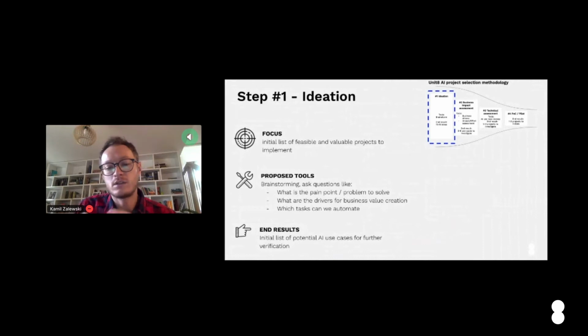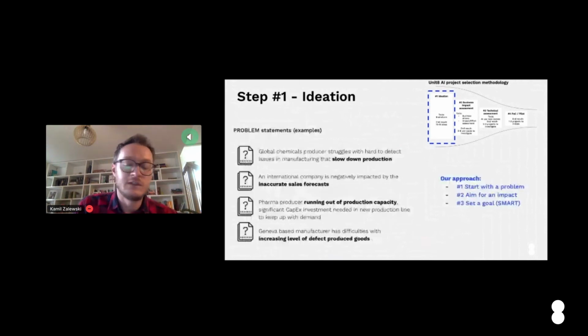And in here, the tools that we're using are around asking what are the pain points that you're currently experiencing, what are the problems that you're trying to solve, what are the business drivers of your organization, or maybe which tasks can be automated. So we usually organize workshop style discussions and brainstorming sessions to basically derive about 8 to 15 different ideas that later on we work with to further verify.